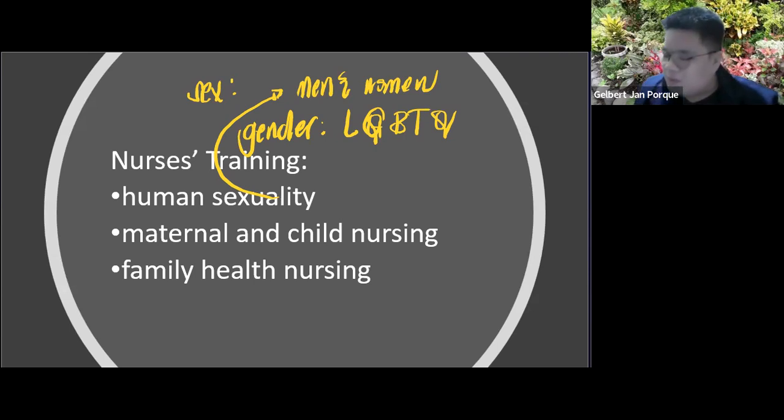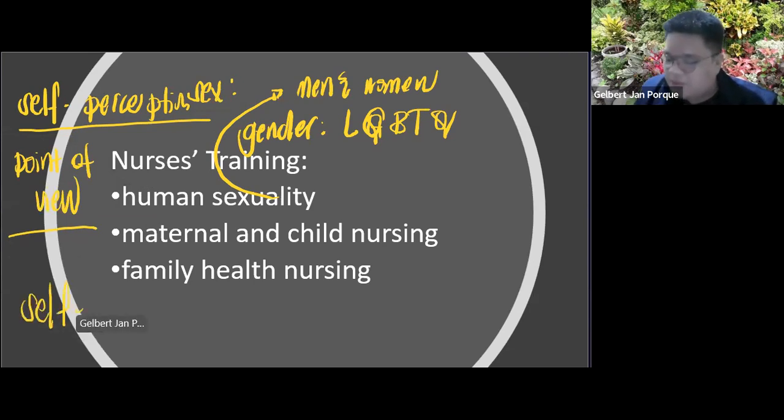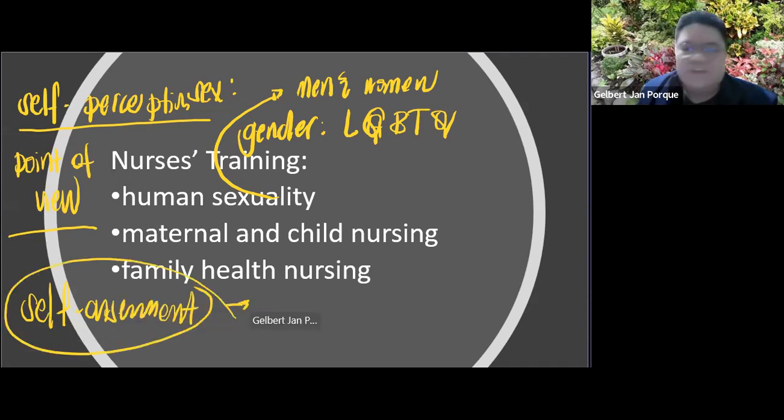That's why, guys, when we are dealing with these patients, the first thing that should come into your mind is that you should know your self-perception and your own point of view. In other words, we are doing what we refer to as self-assessment. When you do your self-assessment, you will be able to reflect. Am I okay if I'm handling gays? Am I okay if I'm handling women? Am I okay if I'm handling lesbians?